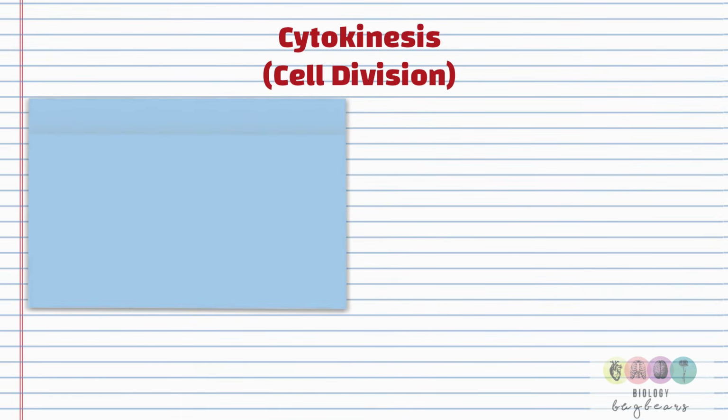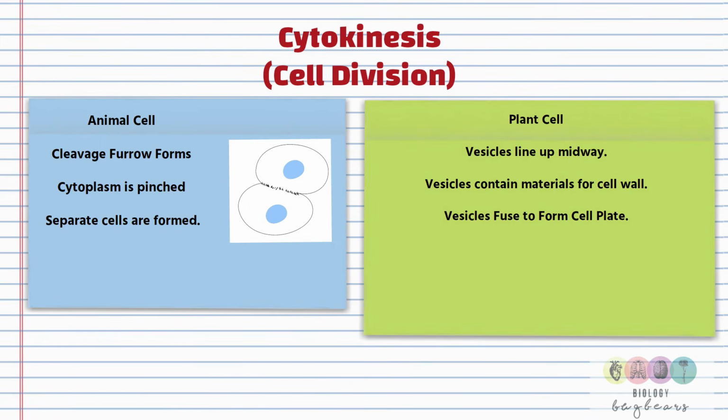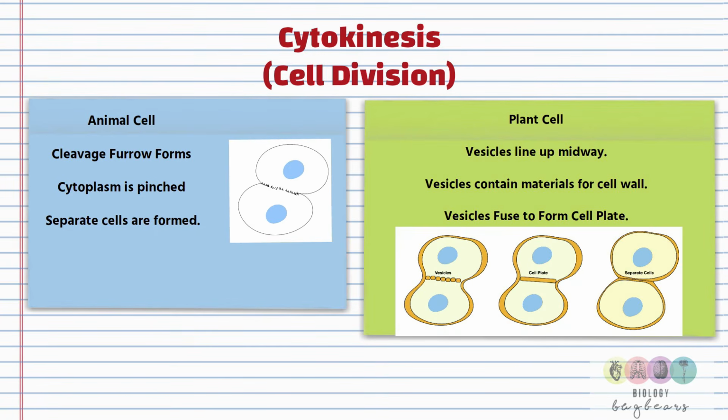So in an animal cell, a cleavage furrow will form. The cytoplasm simply pinches away to form separate cells. Whereas in plant cells, vesicles line up midway between the 2 nuclei, and they contain the materials for new cell walls. They'll eventually fuse to form a cell plate, and this forms 2 separate plant cells.